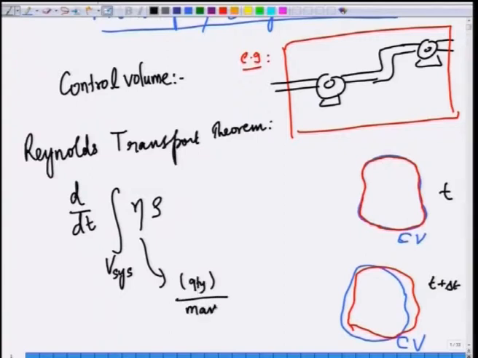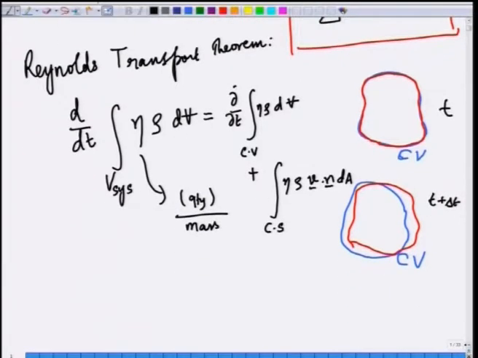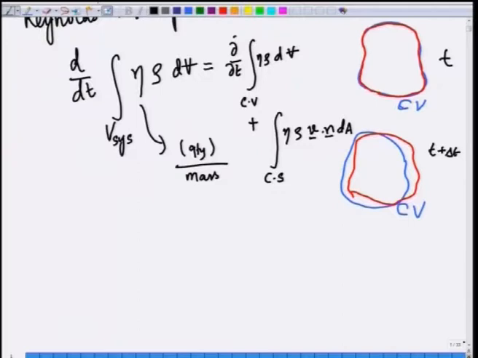This quantity could be mass, momentum or energy. Integrated over volume, it is d/dt over CV of eta rho dV, the time rate of change of that quantity present in the CV, plus a flux contribution, which is over the various inlets and exits of the CV, eta rho v dot n dA, where n is the unit outward normal to the control surface. And this is the Reynolds transport theorem. This is the left side of the Reynolds transport theorem.